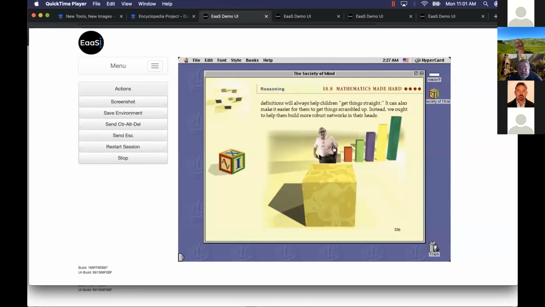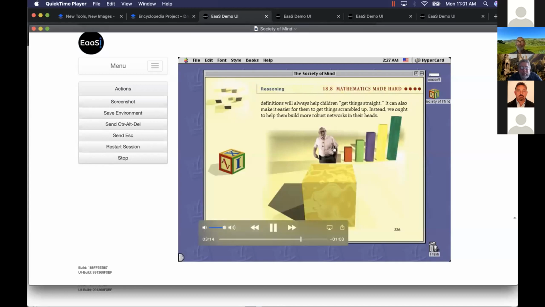Interestingly, when we did this in 1993, we assumed that in the future, this would be common, that all books would have the author, when it was appropriate at least, on the page talking directly to the reader. It's an interesting question about how come it hasn't happened.